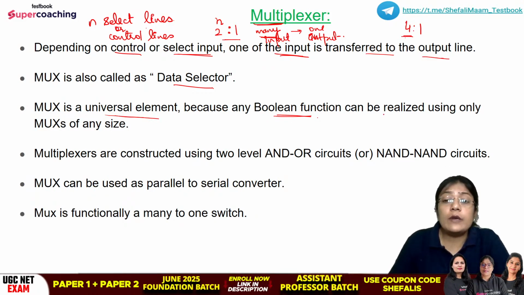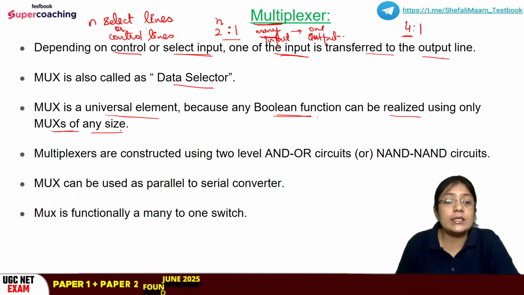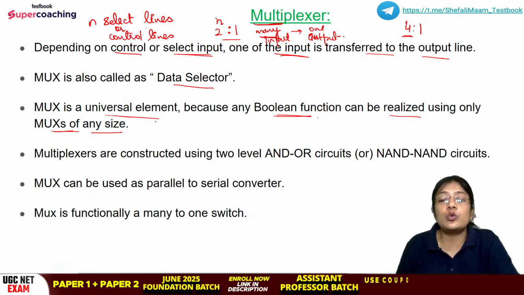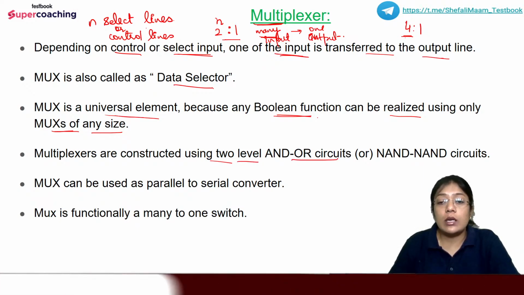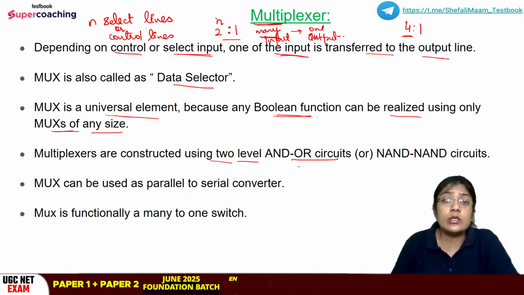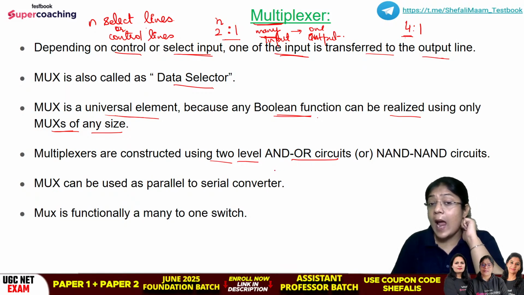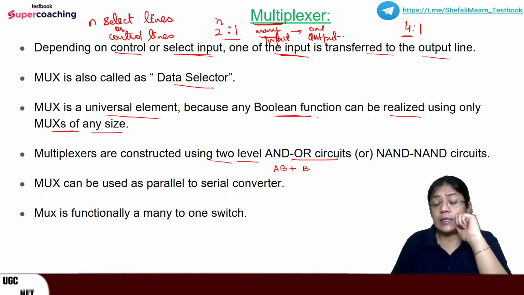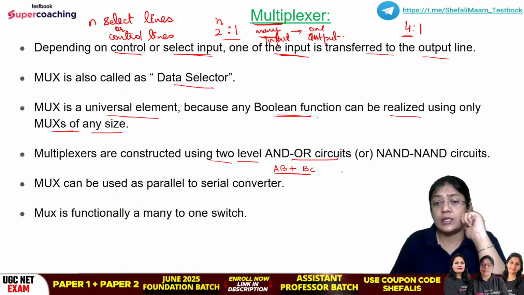So a Boolean function can be realized using only multiplexers of any size. Usually we use the 2:1 multiplexer. Multiplexers are constructed using the 2-level AND-OR circuit. We will write the expression. AND-OR circuit means that in the min terms you have, there is an AND in between, something like AB plus BC, so first you have the AND gate, then OR. So this expression is nothing but the SOP expression.